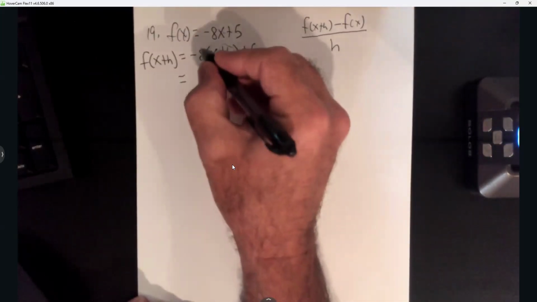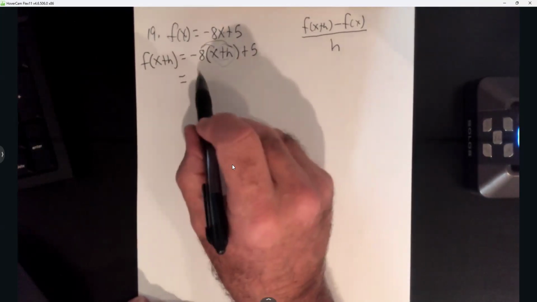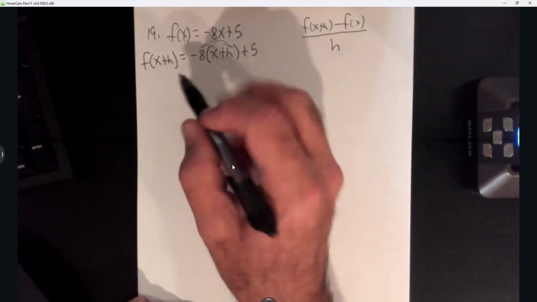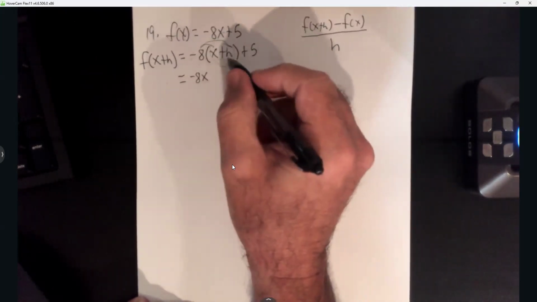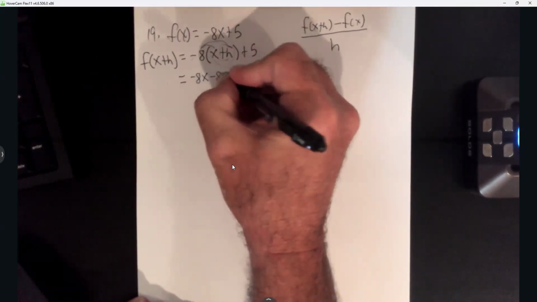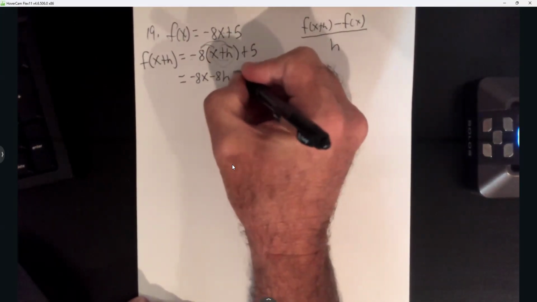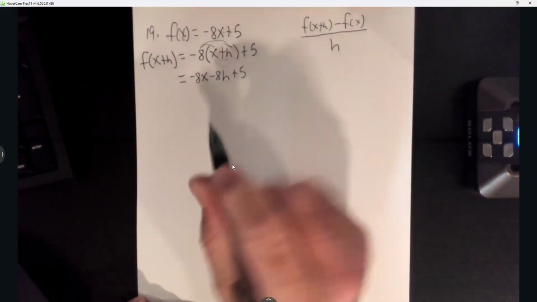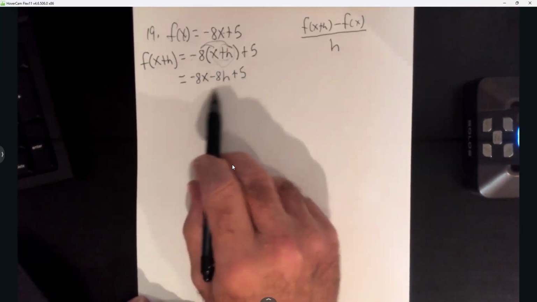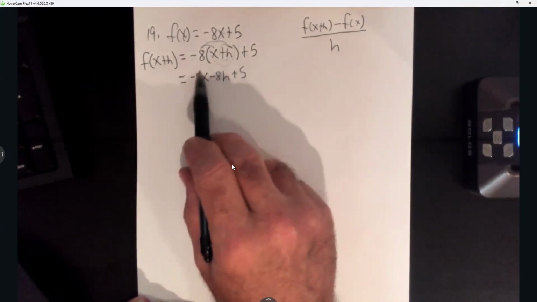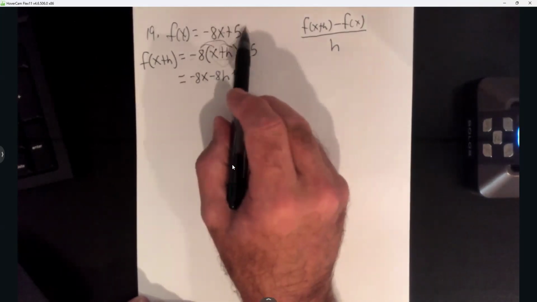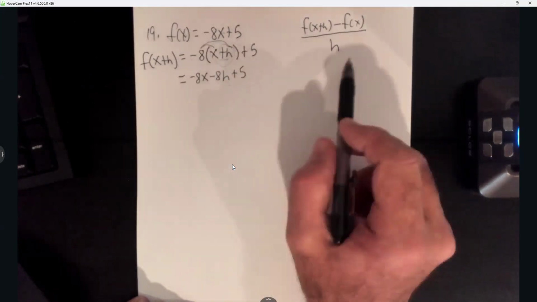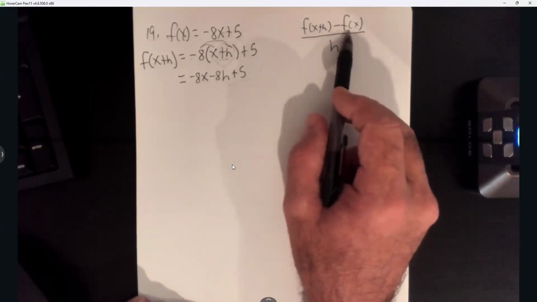Now, you're going to distribute that -8. So -8 times x is a -8x. -8 times h is a -8h. And then you got a plus 5. You can't go no further with that. So this right here is f of x plus h. We got f of x right here, and then we're going to plug them into the formula.